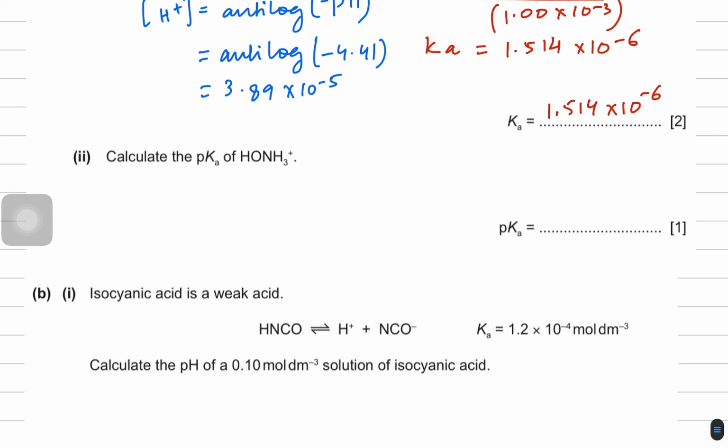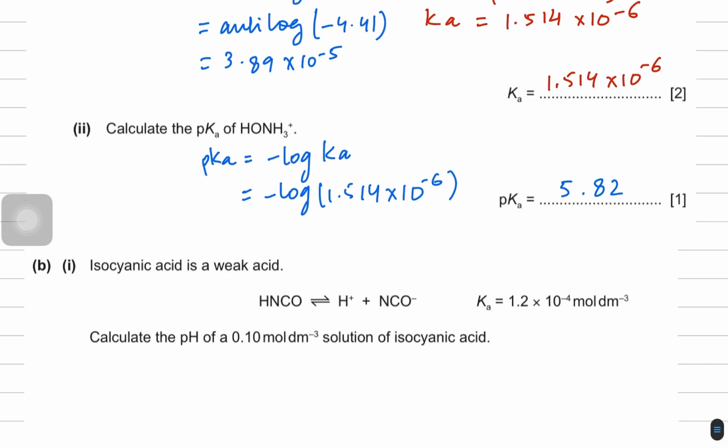Now moving on, calculate the pKa. So pKa basically is negative log of the Ka. I'm going to take the negative log of this Ka value, which is 1.514 exponent minus 6. It's 5.82.